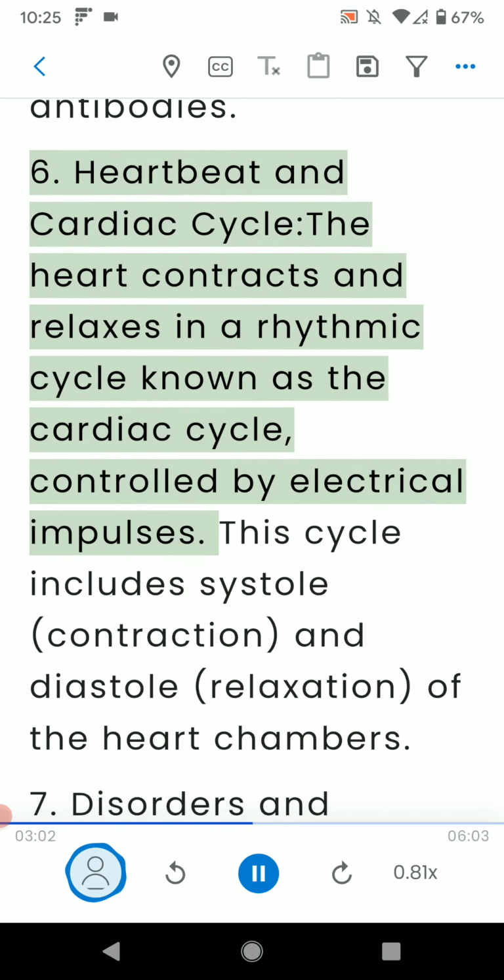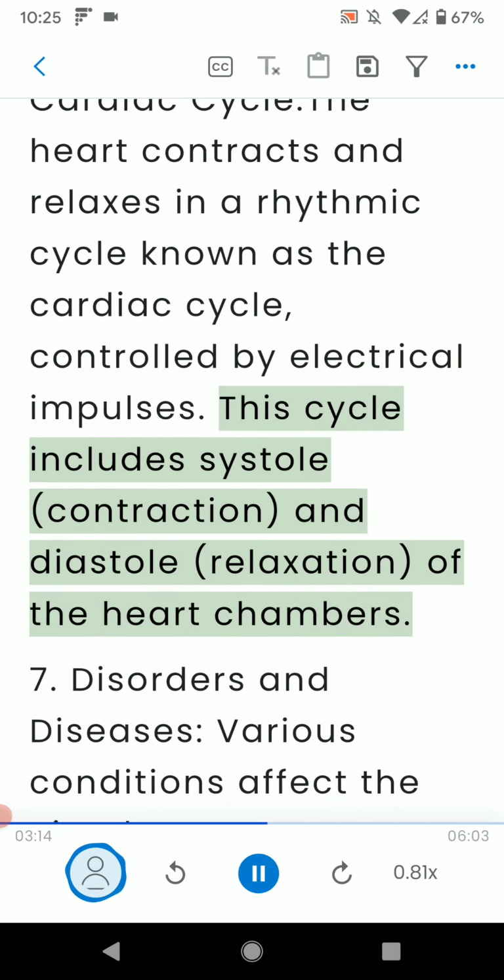6. Heartbeat and cardiac cycle. The heart contracts and relaxes in a rhythmic cycle known as the cardiac cycle, controlled by electrical impulses. This cycle includes systole and diastole of the heart chambers.